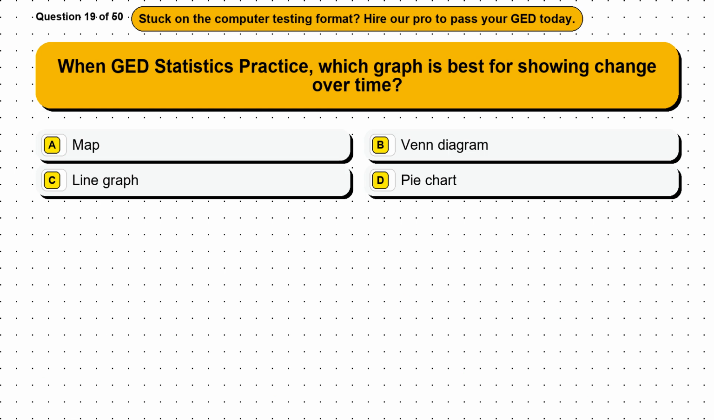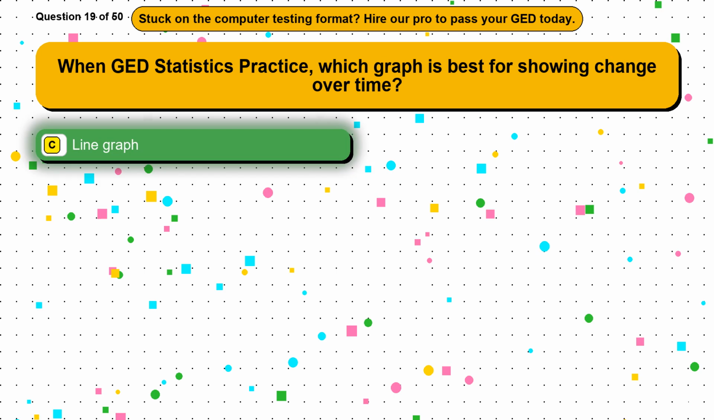Question 19. When GED Statistics Practice, which graph is best for showing change over time? Option A, map. Option B, Venn diagram. Option C, line graph. Option D, pie chart. The correct answer is option C.